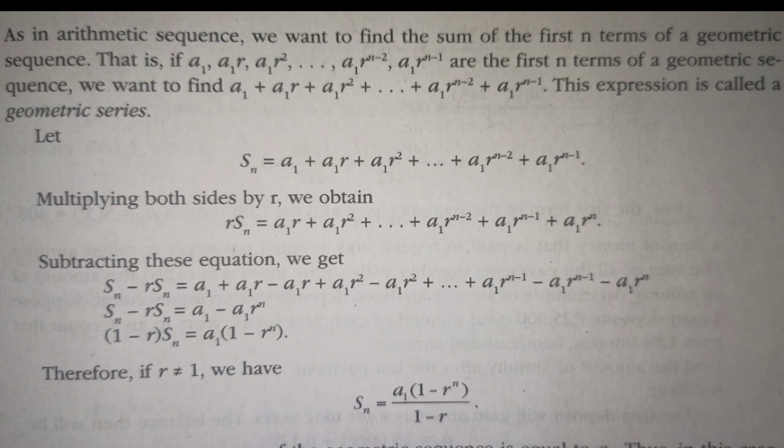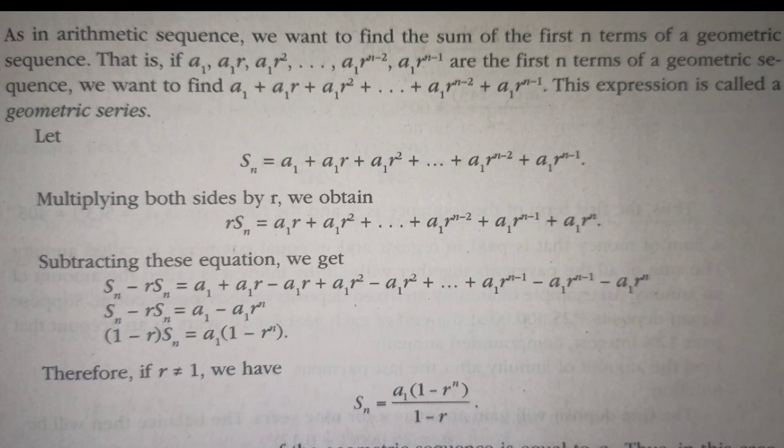Let S sub n equal a sub 1 plus a sub 1 r plus a sub 1 r squared plus a sub 1 r raised to the power of n minus 2 plus a sub 1 r raised to the power of n minus 1. Multiplying both sides by r, we obtain r S sub n equals a sub 1 r plus a sub 1 r squared plus a sub 1 r raised to the power of n minus 2 plus a sub 1 r raised to the power of n minus 1 plus a sub 1 r raised to the power of n.